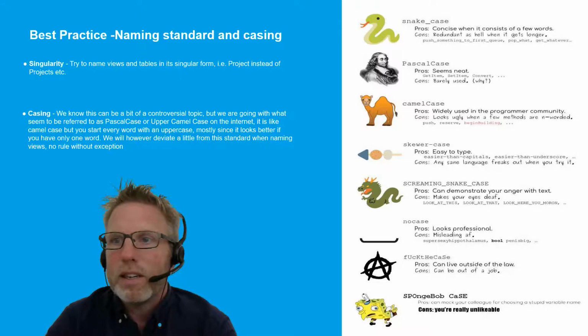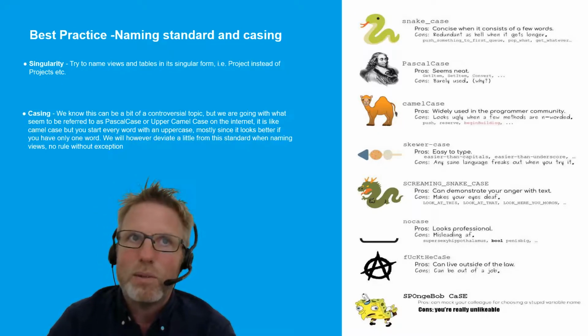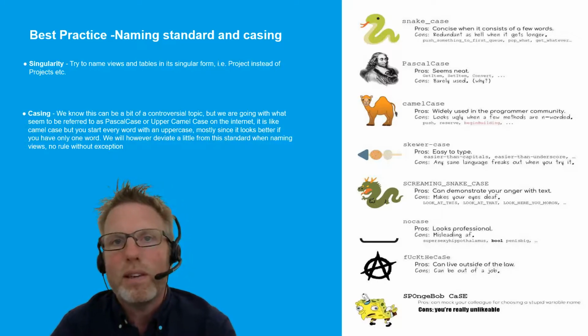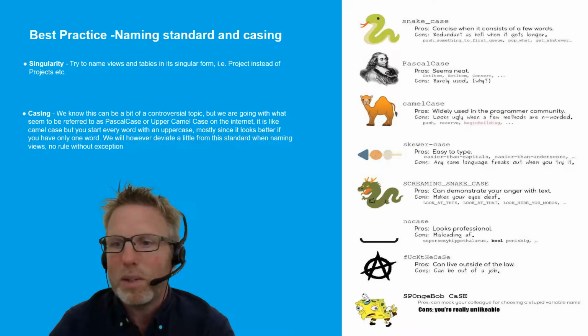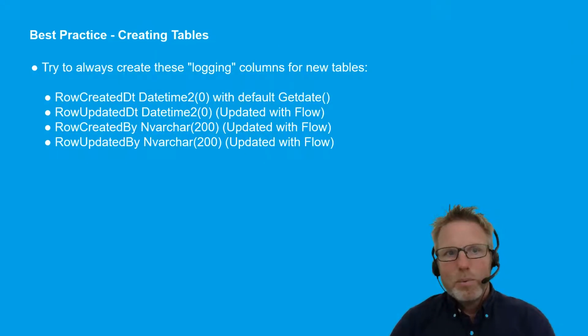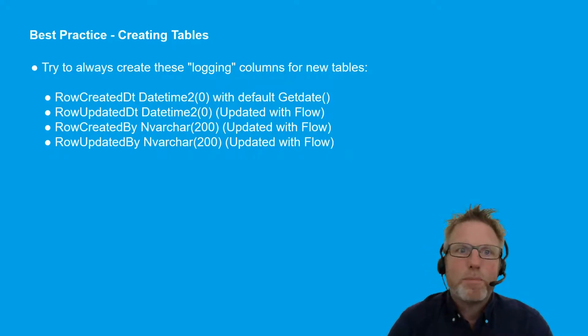The ironic exception here is going to be a little bit later when we are creating views. To indicate that it is a view, we are actually going to use a lowercase v in front of everything. So there is no rule without an exception, right? And then we have some best practices around creating tables as well.